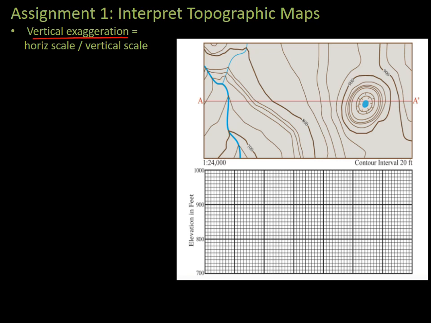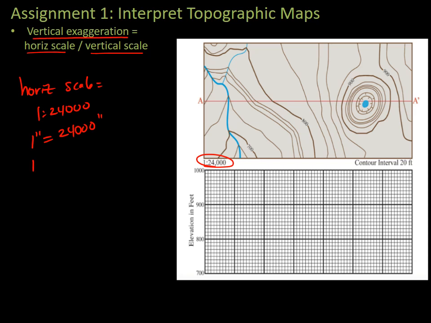So what we like to do is get a sense of just how much it's been exaggerated vertically. We do that by looking at two things: the horizontal scale, which tells us about the horizontal part of the map, and the vertical scale, the profile that you just drew. So we need to know the horizontal scale, and that's given to us here. It's written like this: 1 to 24,000. What that means is that 1 inch on the map equals 24,000 inches out in the real world.